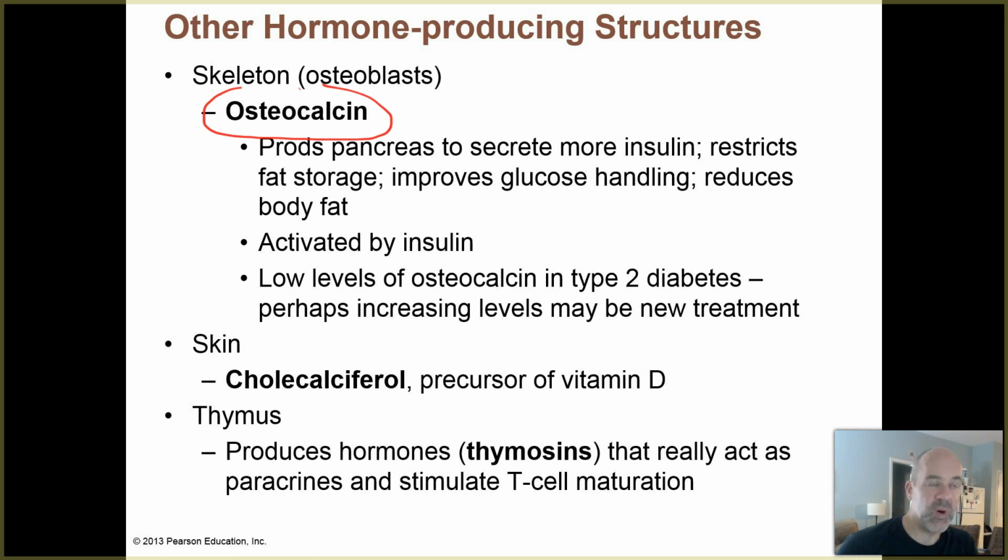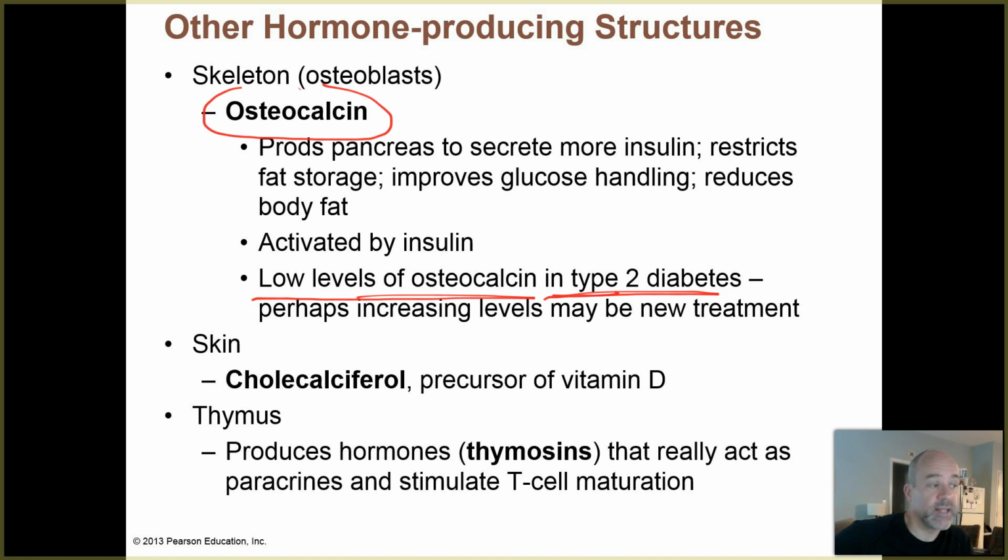Very interesting hormone. People are very interested in this one as well, because it seems to be involved in various things like telling the pancreas to secrete more insulin. It helps restrict fat storage, improves glucose handling, reduces your body fat. You can see that little laundry list of things listed there. Some of those things sound very beneficial, so people are interested in the roles that this hormone may have. Also, some type 2 diabetics have low levels of osteocalcin. So could we give this to patients artificially as a drug to help control type 2 diabetes?